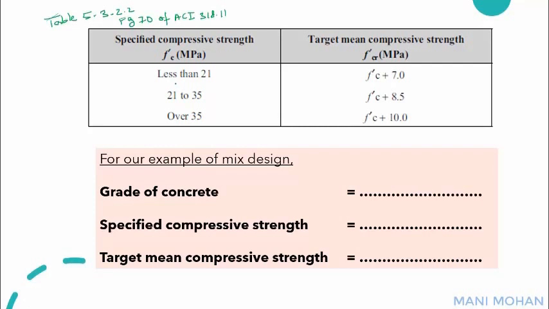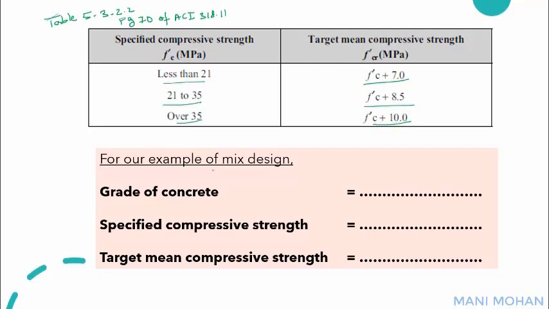Like if the specified compressive strength is less than 21, then the formula for target mean compressive strength is specified strength plus 7. If the specified compressive strength lies from 21 to 35, then target strength becomes specified compressive strength plus 8.5. If strength is above 35, then the target mean compressive strength becomes specified compressive strength plus 10.